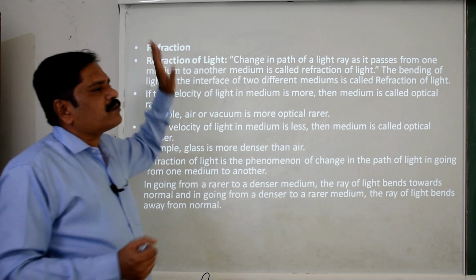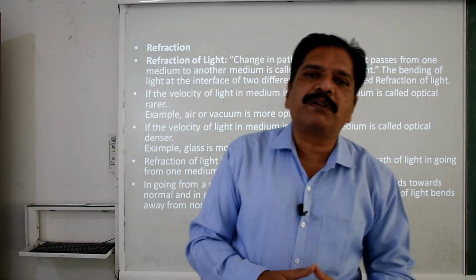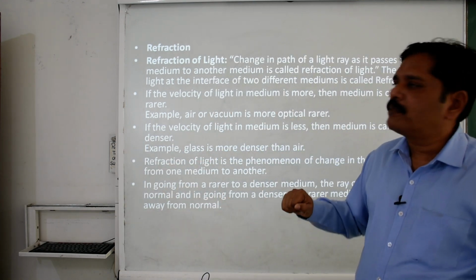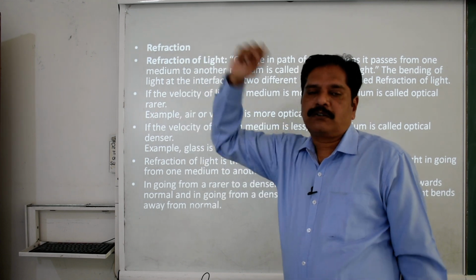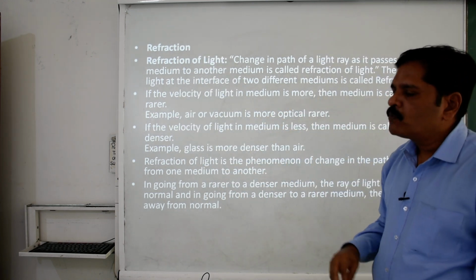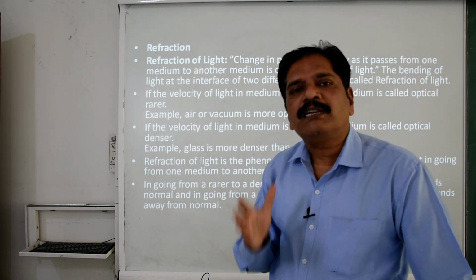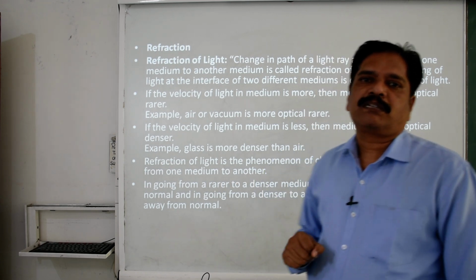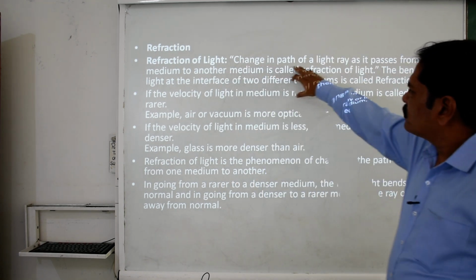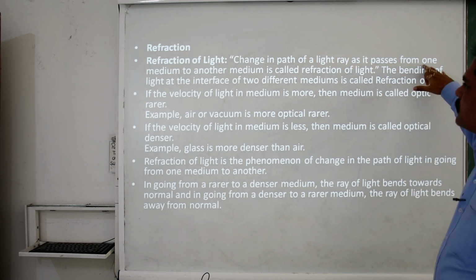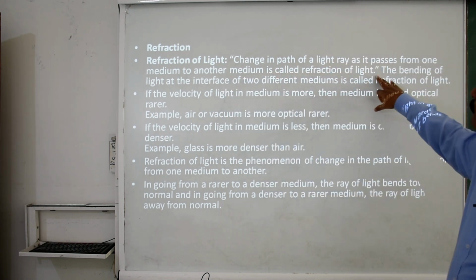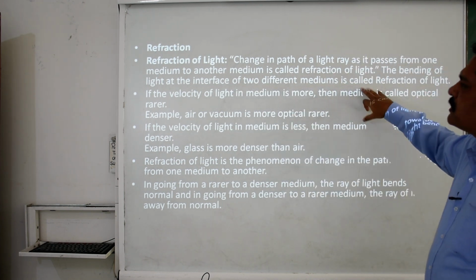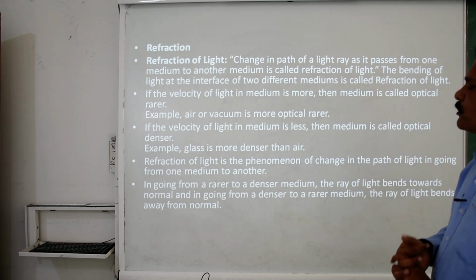So this is all about image formation by the concave mirror and reflection by the concave mirror. Now we are going to discuss the next phenomenon, called refraction, not reflection. Clear? Reflection is performed by a totally shiny opaque surface, while refraction is performed by transparent surfaces. So what is the refraction of light? Change in the path of a light ray as it passes from one medium to another medium is called refraction of light. The bending of light at the interface of two different media is called refraction of light.